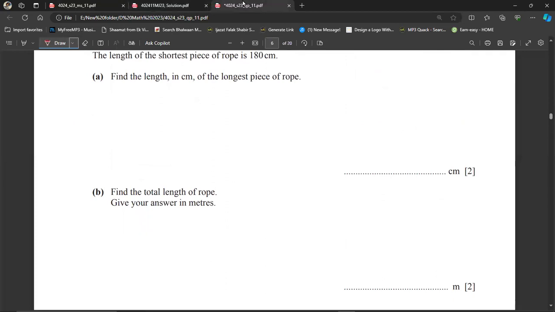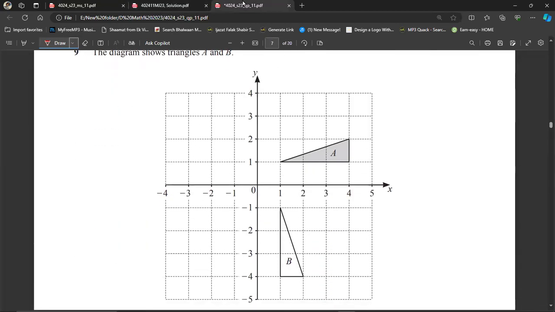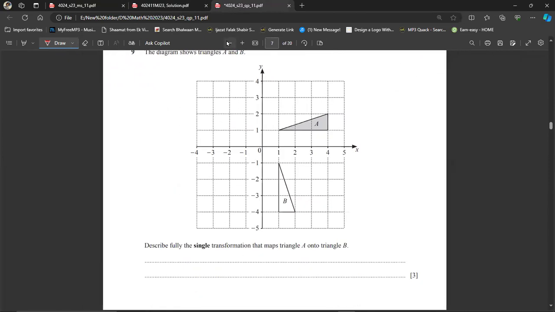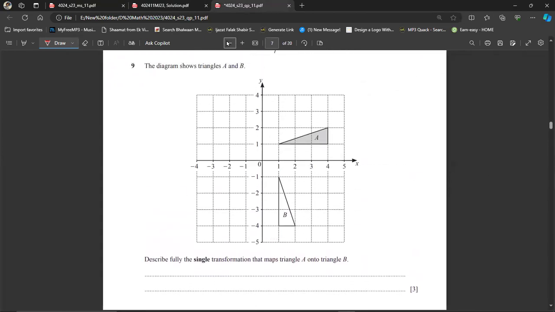Okay. We are going to the next question. Let me reduce the size. Okay. This is question number 9. The diagram shows triangle A and B. Describe fully the single transformation that maps triangle A onto triangle B.